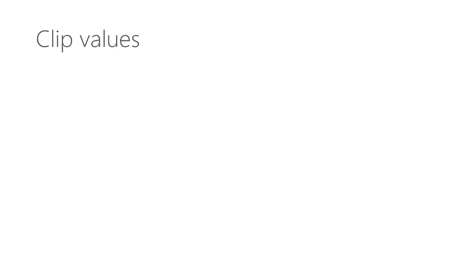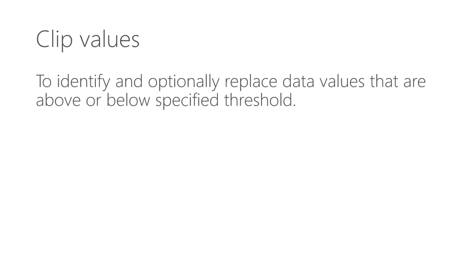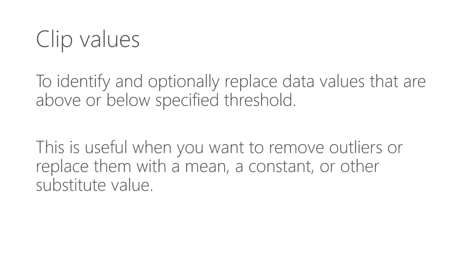For the Clip Values module, it is used to identify and optionally replace data values that are above or below a specified threshold. This is useful when you want to remove outliers or replace them with a mean, a constant, or another substitute value.